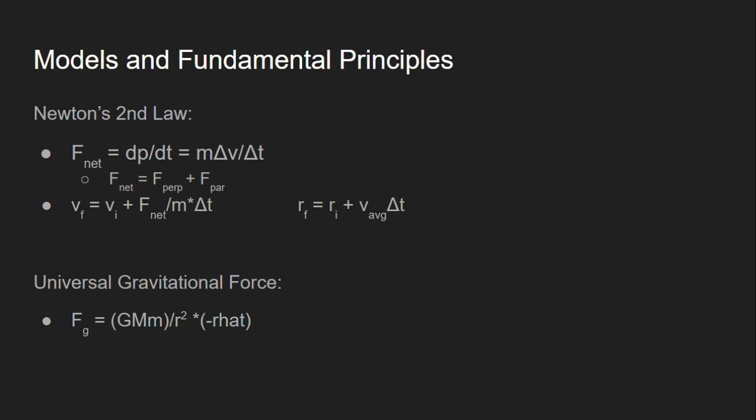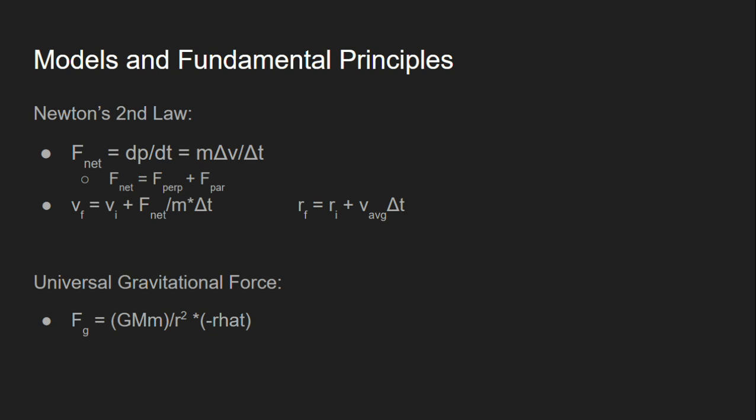We also use Newton's second law here because we need to find the net force acting on an object by summing its forces from interactions with other objects, such as why we use F perp and F parallel. Another principle we use is the universal gravitational force, which allows us to calculate the force exerted on an object, such as a spaceship, by another object, such as a black hole.